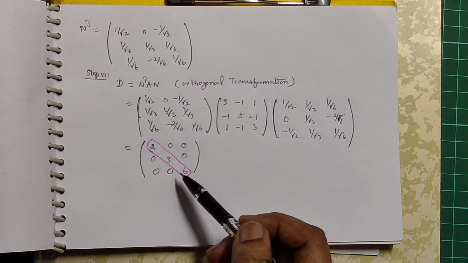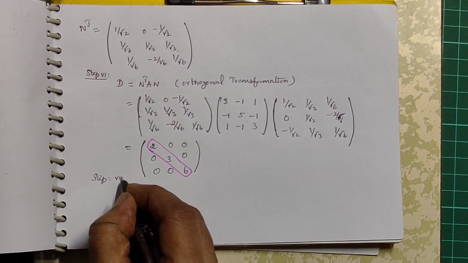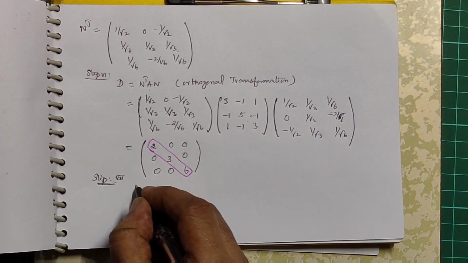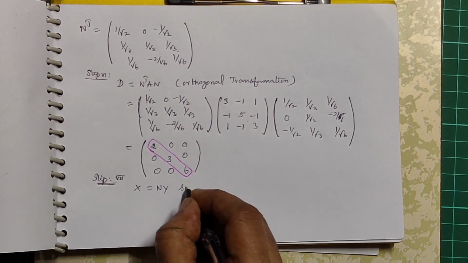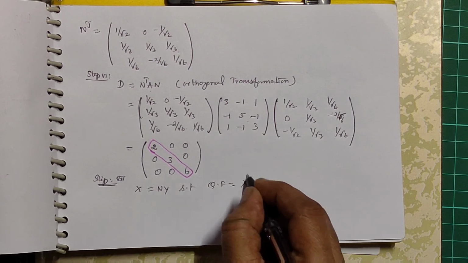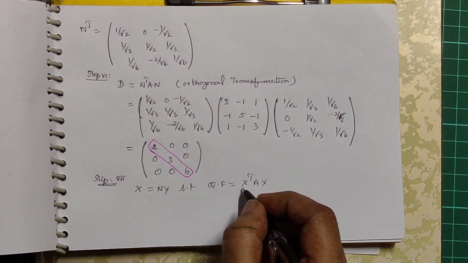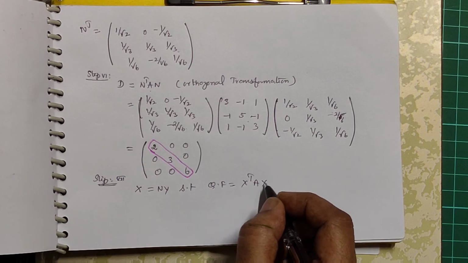Now after this, we have to go to step 7. In this, we are going to take a linear transformation x = Ny such that our quadratic form, which is expressed as x transpose Ax. Go to the first step of our problem, where we have expressed the quadratic form x transpose Ax.